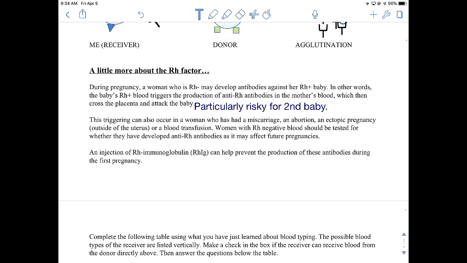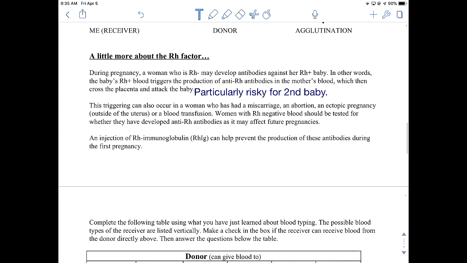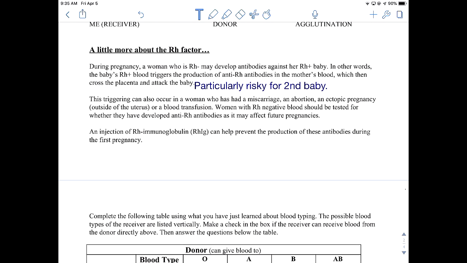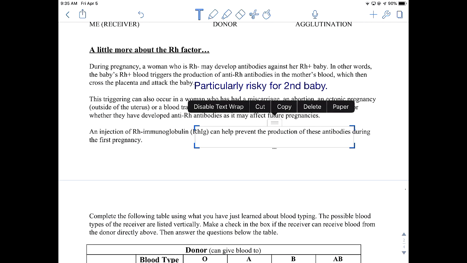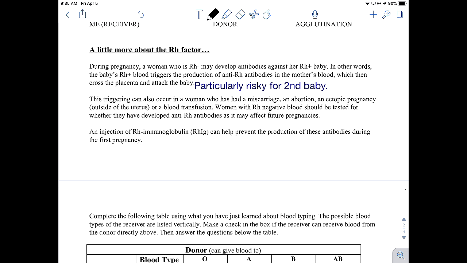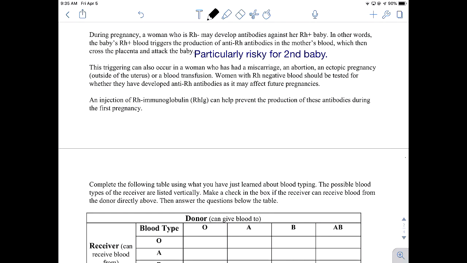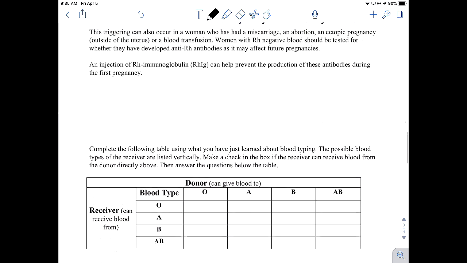This triggering can also occur in a woman who has had a miscarriage, an abortion, an ectopic pregnancy, so that's one outside of the uterus, or a blood transfusion. Women with Rh negative blood should be tested for whether they have developed anti-Rh antibodies, as it may affect future pregnancies. An injection of Rh immunoglobulin can help prevent the production of these antibodies during the first pregnancy. So that's really what the Windrose shot is all about. It's a type of cell that actually attacks those cells that would produce the antibodies. Protects you.